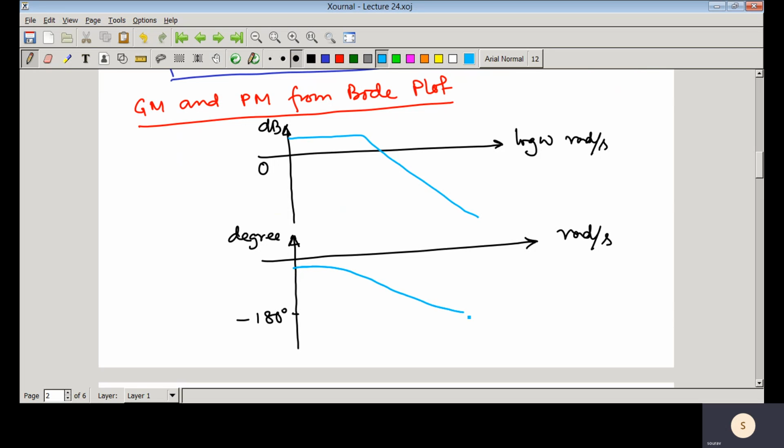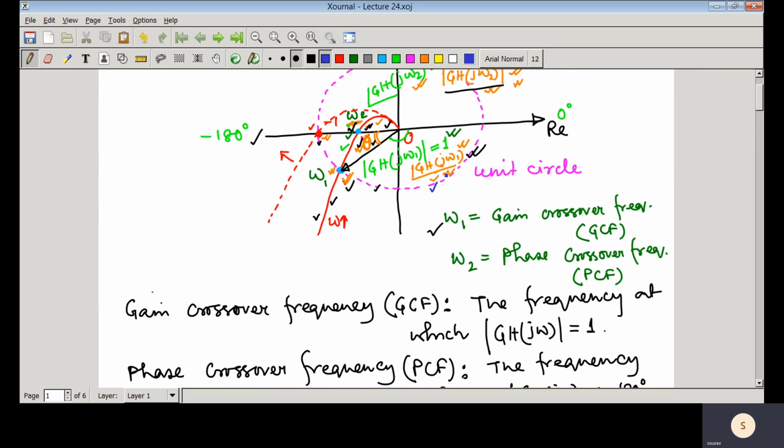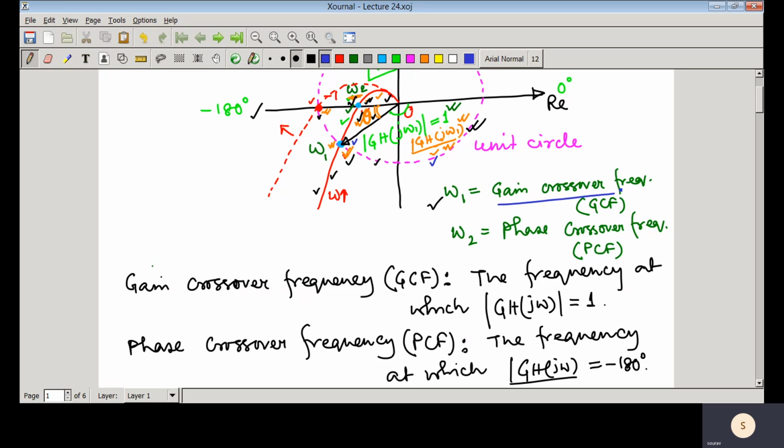Suppose we have a plot like this, that is the phase plot, and this is for a stable system. And here we can see that this is the point where the magnitude plot crosses the 0 dB line. Crossing the 0 dB line means log 1 equal to 0. That means that gain is equal to 1. That we have seen, whenever the plot cuts the unit circle, that means gain is equal to 1. That we have seen here, ω equal to ω1. And so that frequency is the gain crossover frequency.